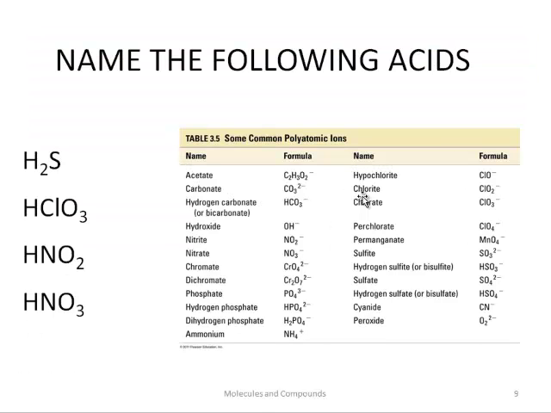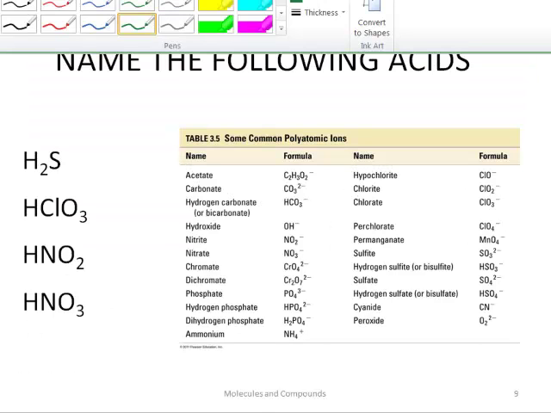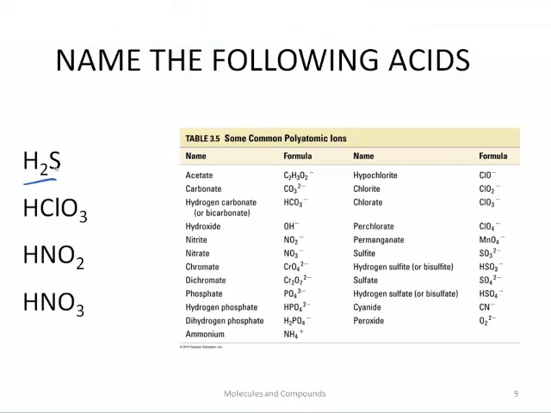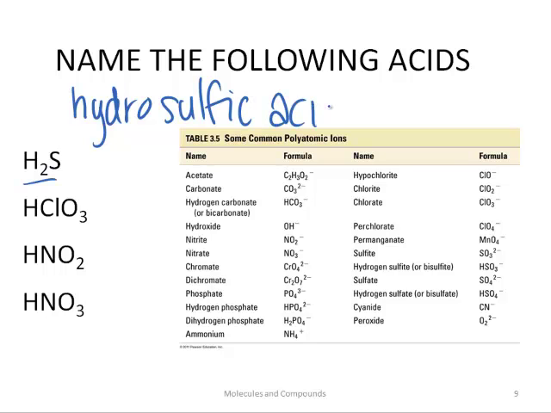Okay, so let's take a few more examples. What is the name of H2S? Well, that's just a binary acid. That's not an oxyanion. So sulfide would be the element. So we're going to name that sulfic or sulfuric. And that is a binary, so we're going to need the hydro. Hydrosulfic acid, or sometimes referred to as hydrosulfuric acid. But again, hydro because it's binary.